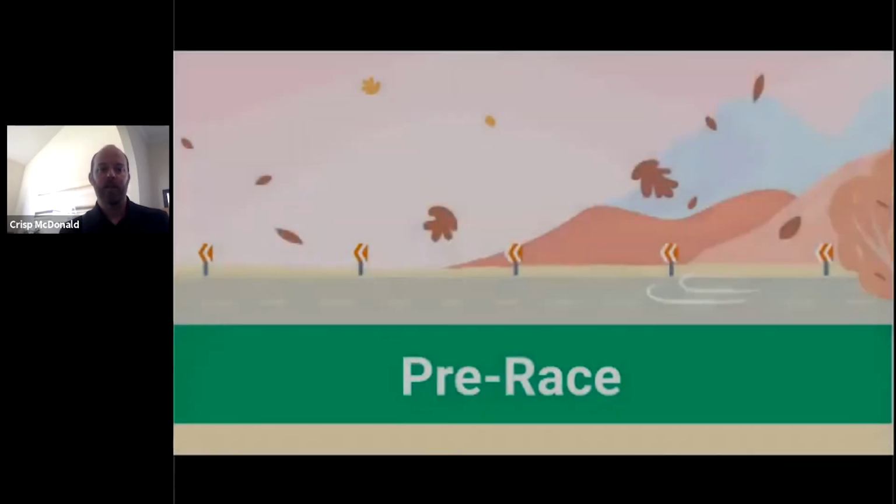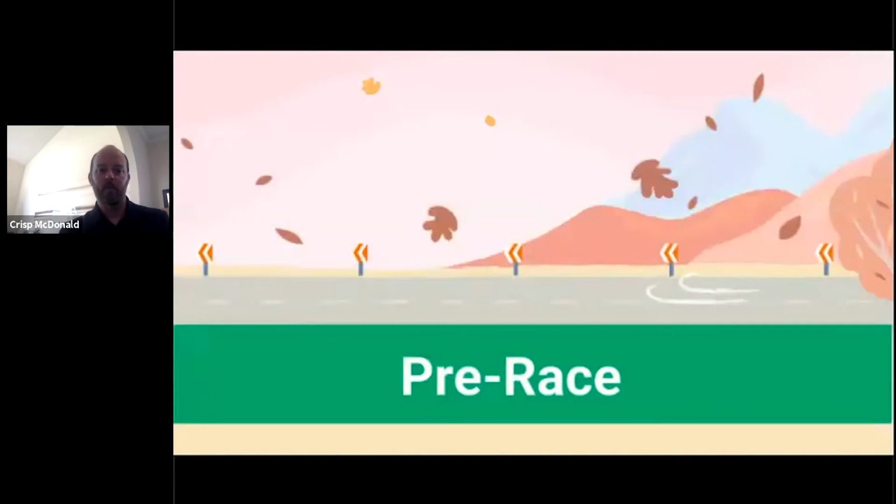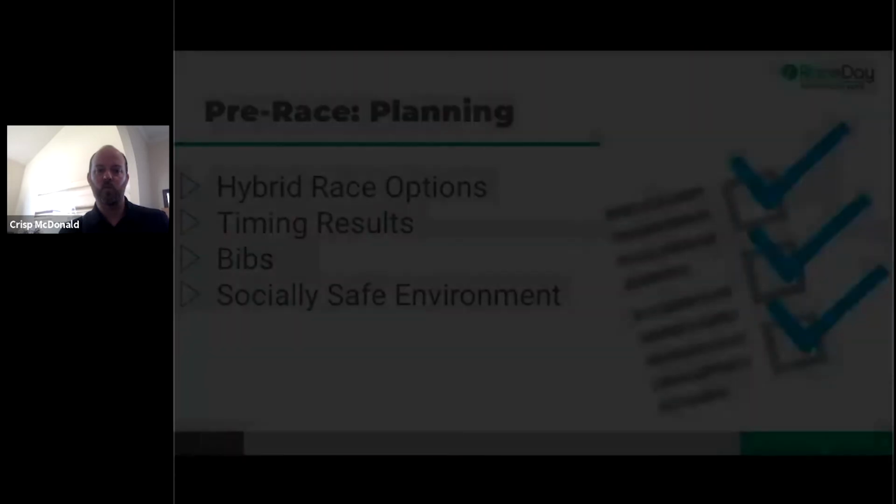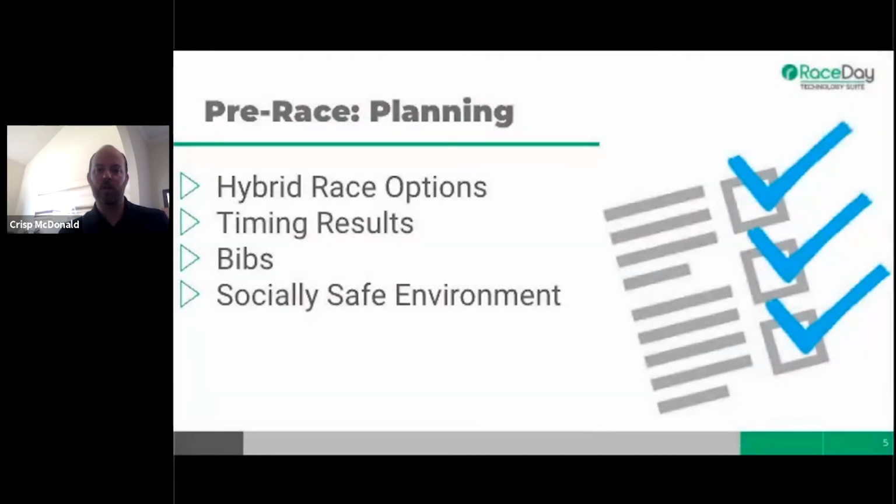So we're going to go straight into pre-race. With the pre-race, we are going to be talking about the hybrid race options, timing and results, bibs, and having a socially safe environment.